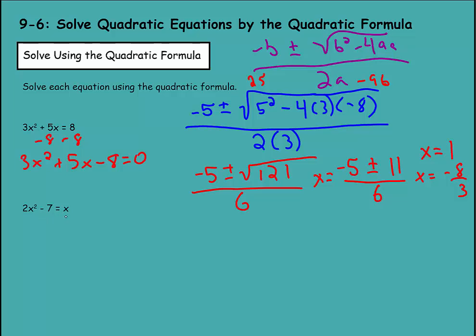This one is also not written properly, so we'll subtract the x from both sides to put it in standard form. So we have 2x squared minus x minus 7.